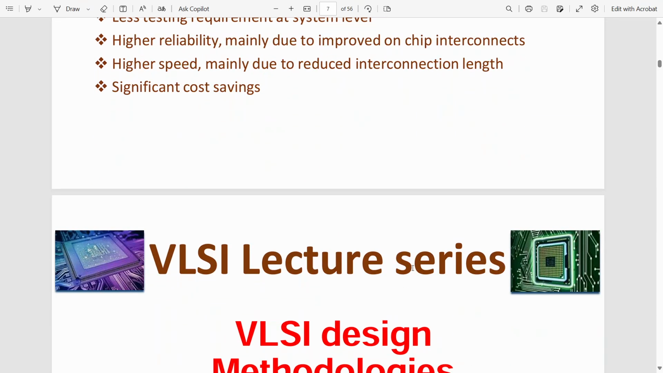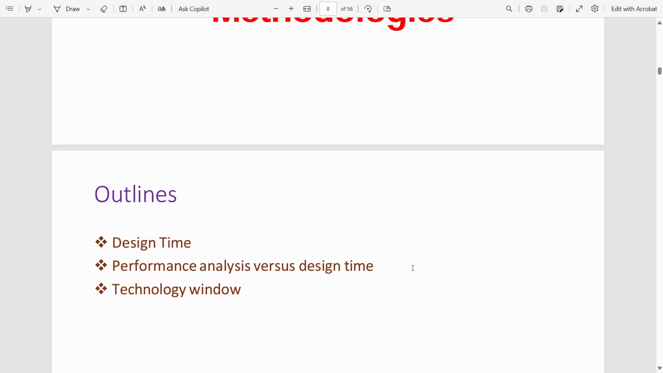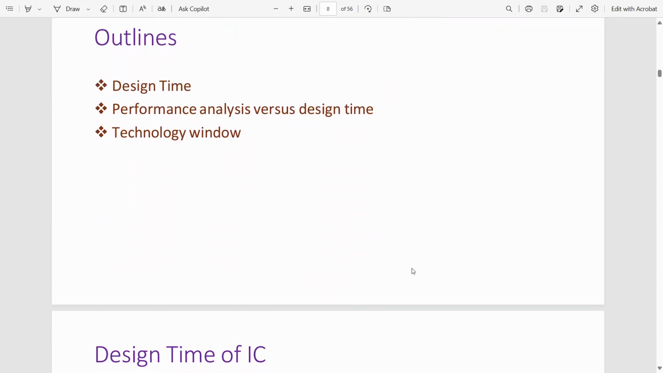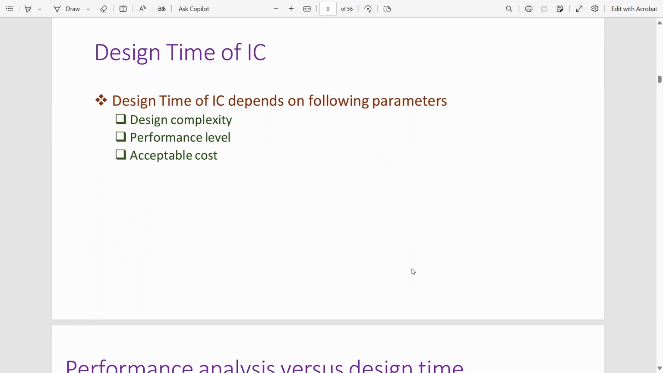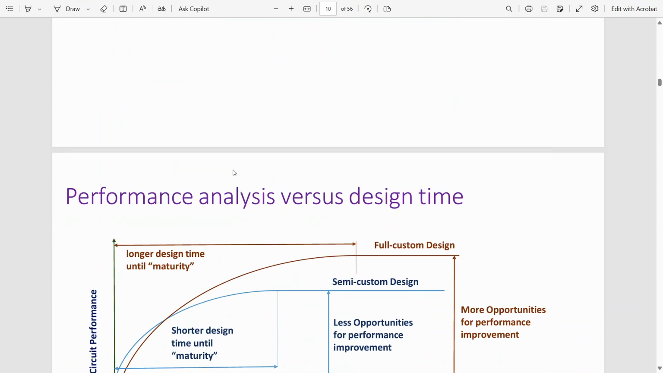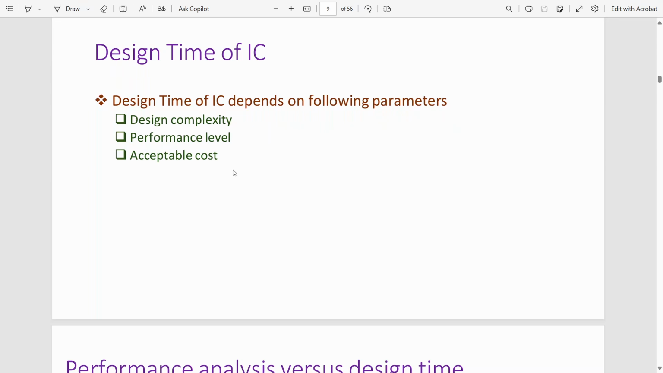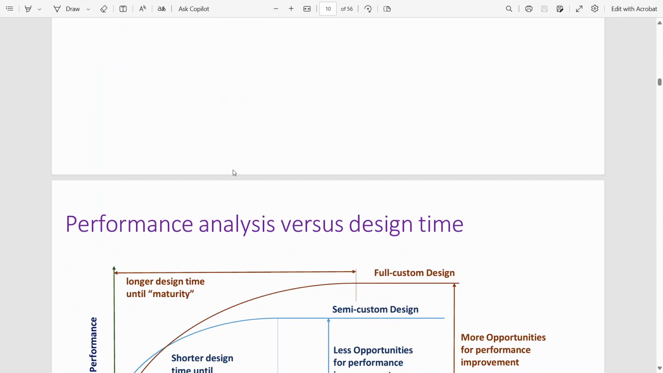Okay, so now the methodologies. What are the methodologies? Design time, performance analysis versus design time, and technology window. Design time means IC design depends on these parameters: design complexity, performance level, and acceptable cost.